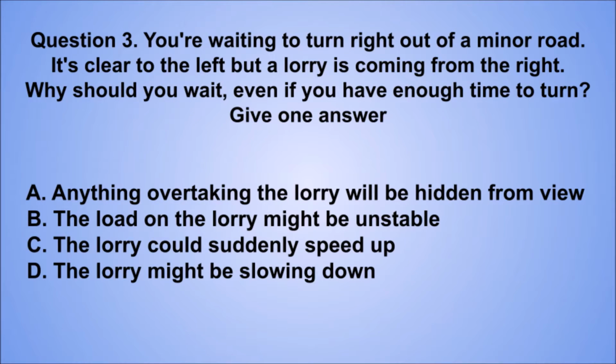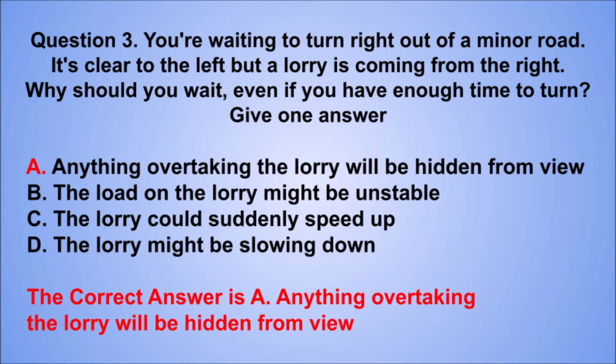Question 3. You're waiting to turn right out of a minor road. It's clear to the left but a lorry is coming from the right. Why should you wait, even if you have enough time to turn? Give one answer. A. Anything overtaking the lorry will be hidden from view. B. The load on the lorry might be unstable. C. The lorry could suddenly speed up. D. The lorry might be slowing down. The correct answer is A. Anything overtaking the lorry will be hidden from view.